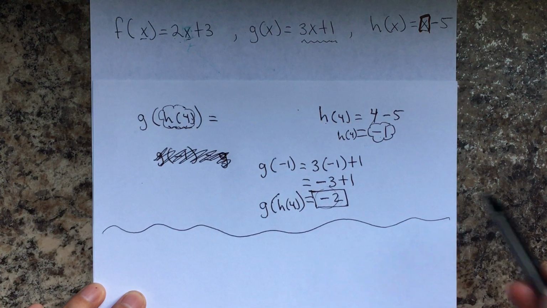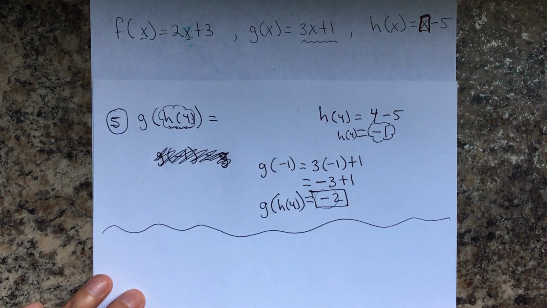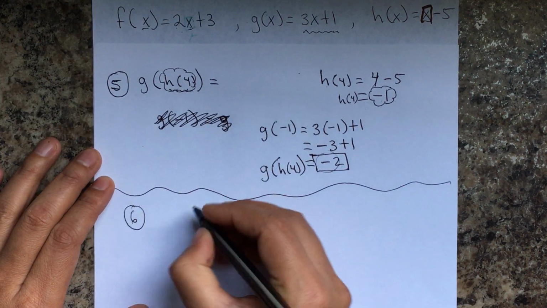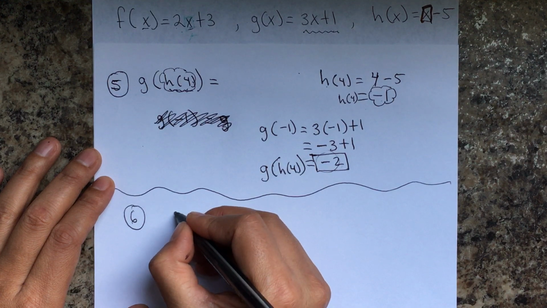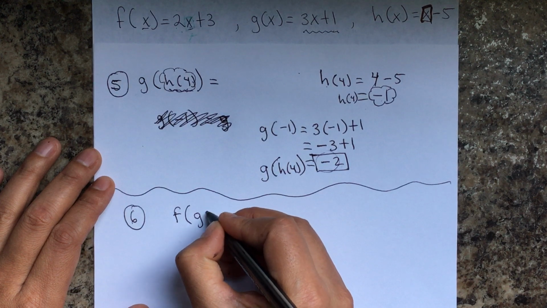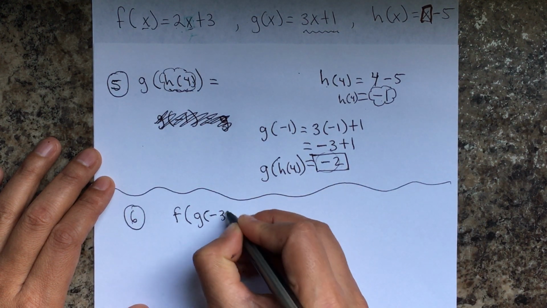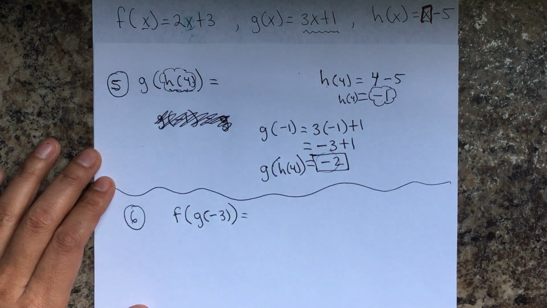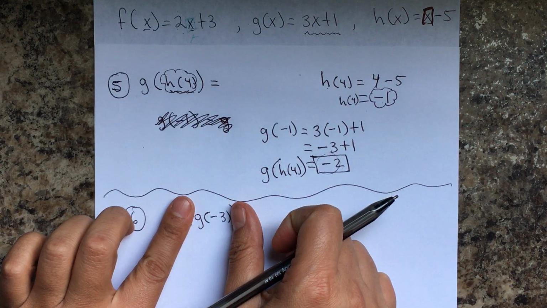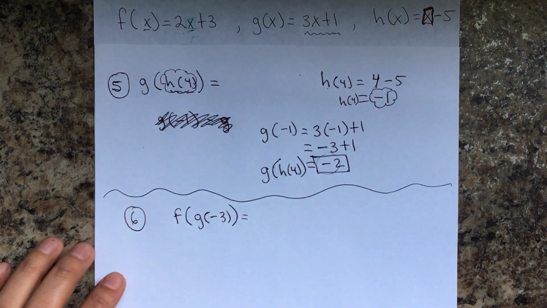Okay, so that was number 5. Let me make up another one right now. So let's see, maybe I'll do f of g of, I'll start with negative 3. Okay, so that means solve this first. Once you get that answer, you just put f of the answer of this and then start solving for that second part.